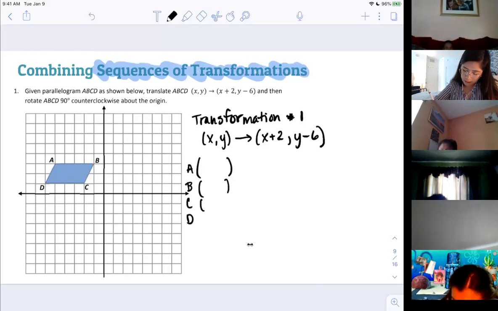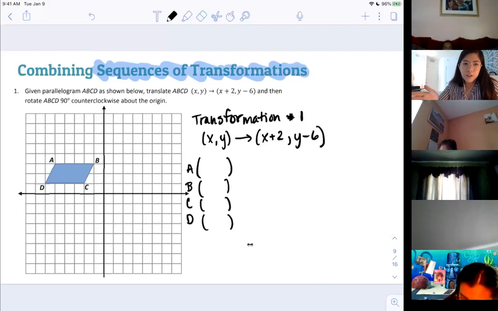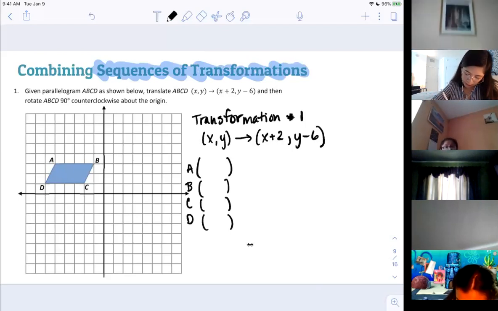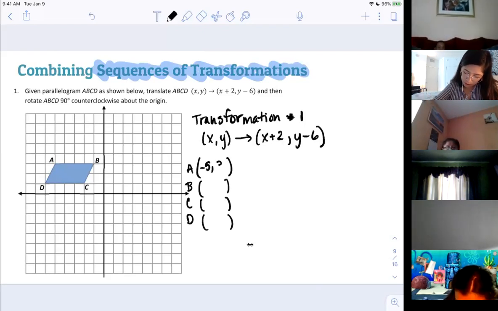I'm going to go ahead and start with my original points. I know that these graphs don't have numbers on them, but each unit is just 1. So I'm going to do this real quick because we barely have enough time. I want to make sure I get through it. So A is -5, comma 3. B is -1, comma 3. C is -2, comma 1. And D is -6, comma 1.